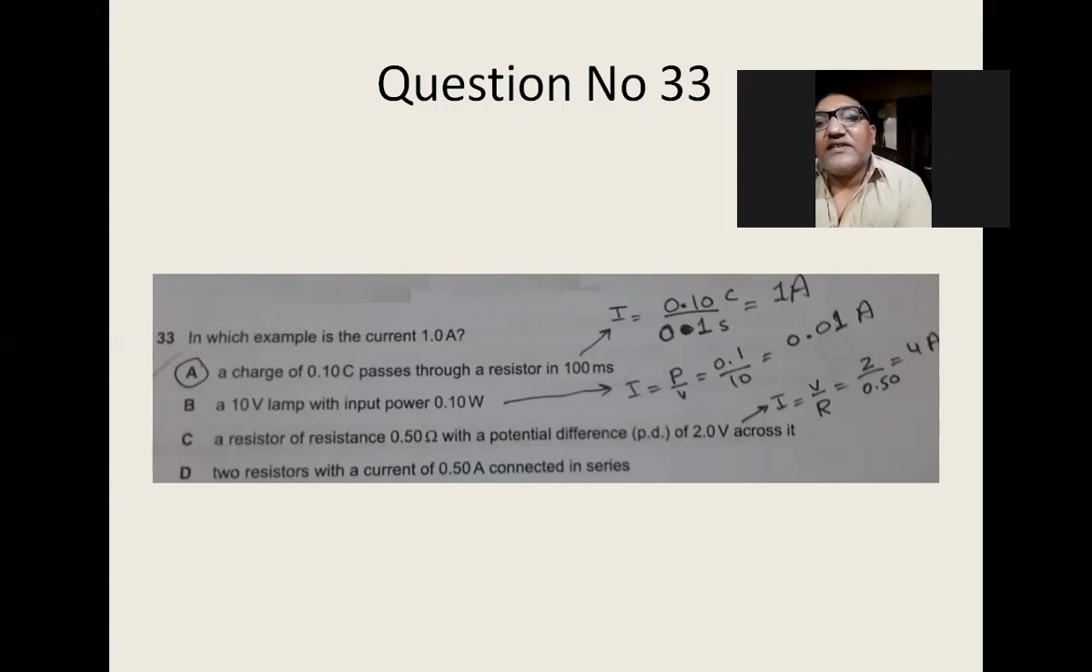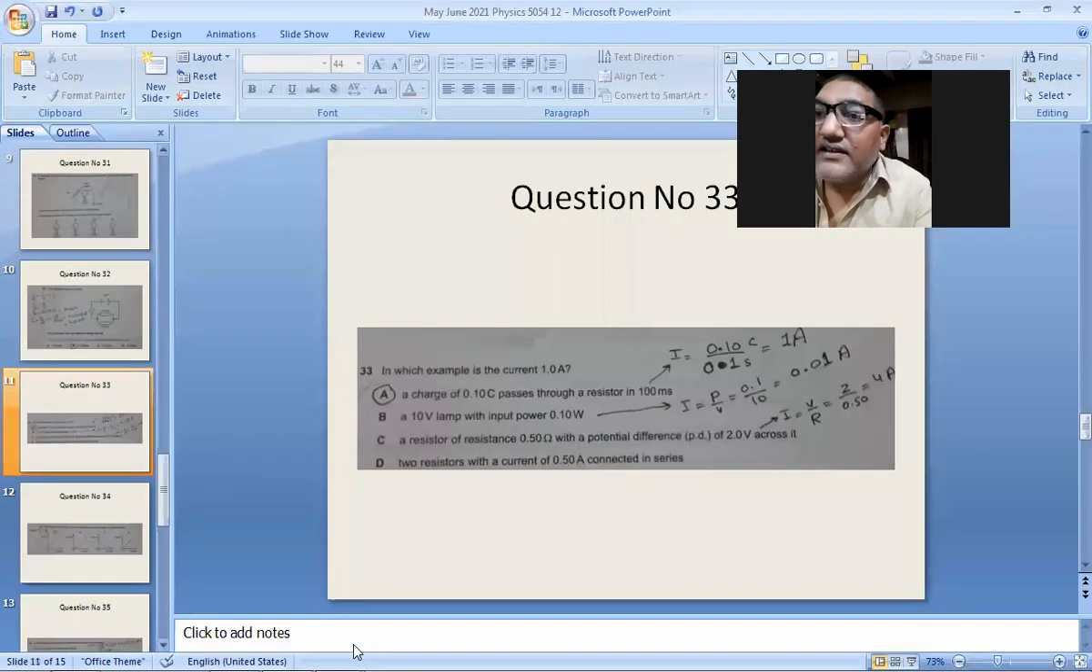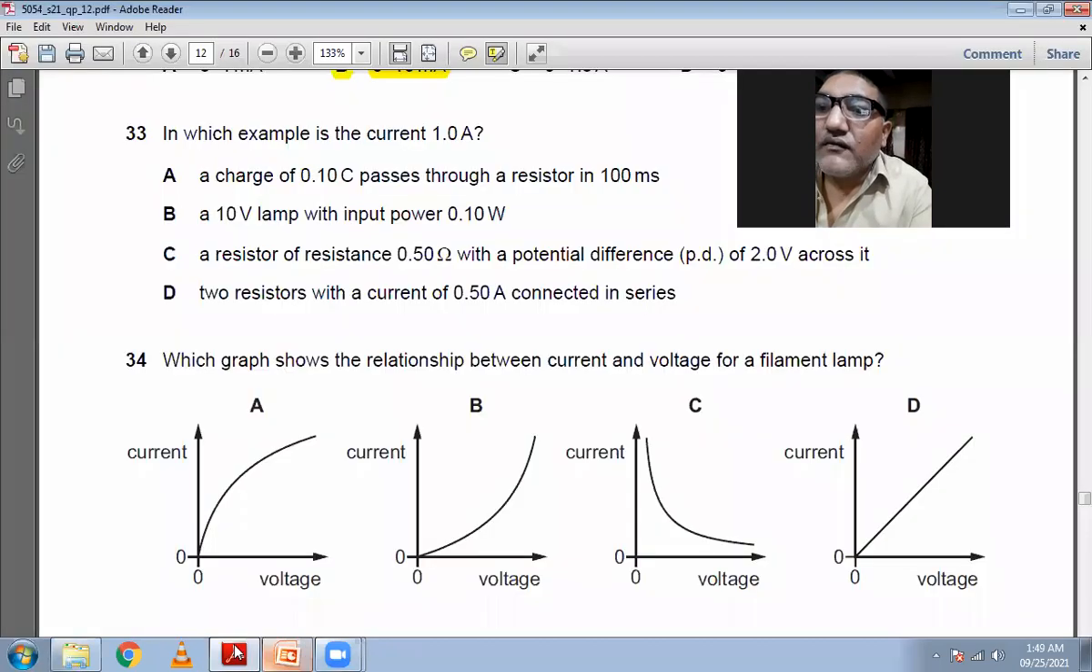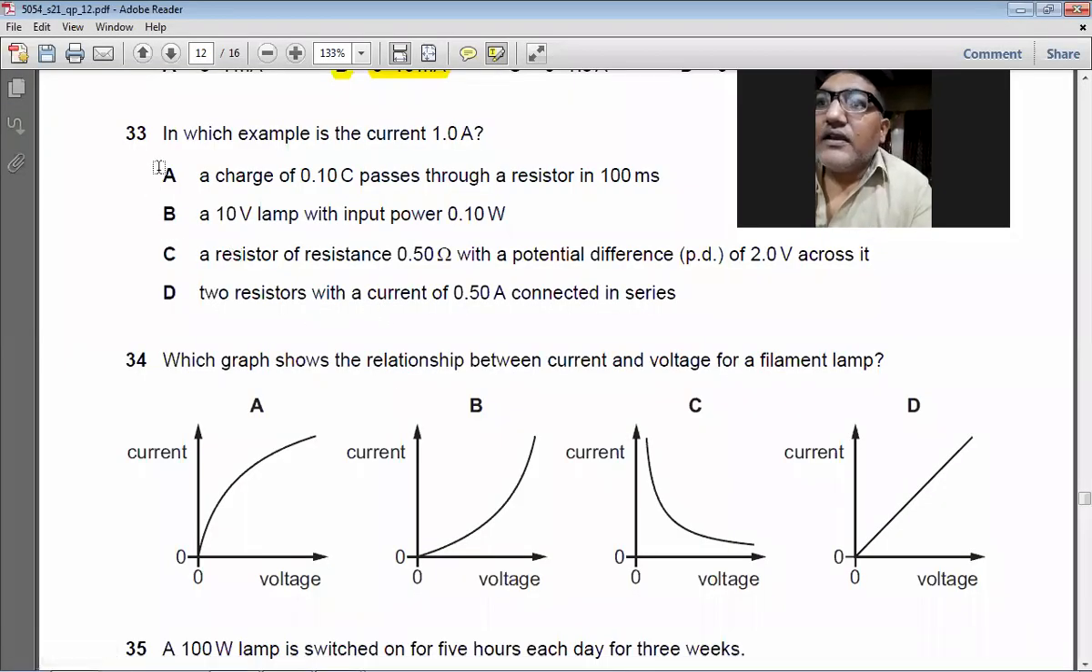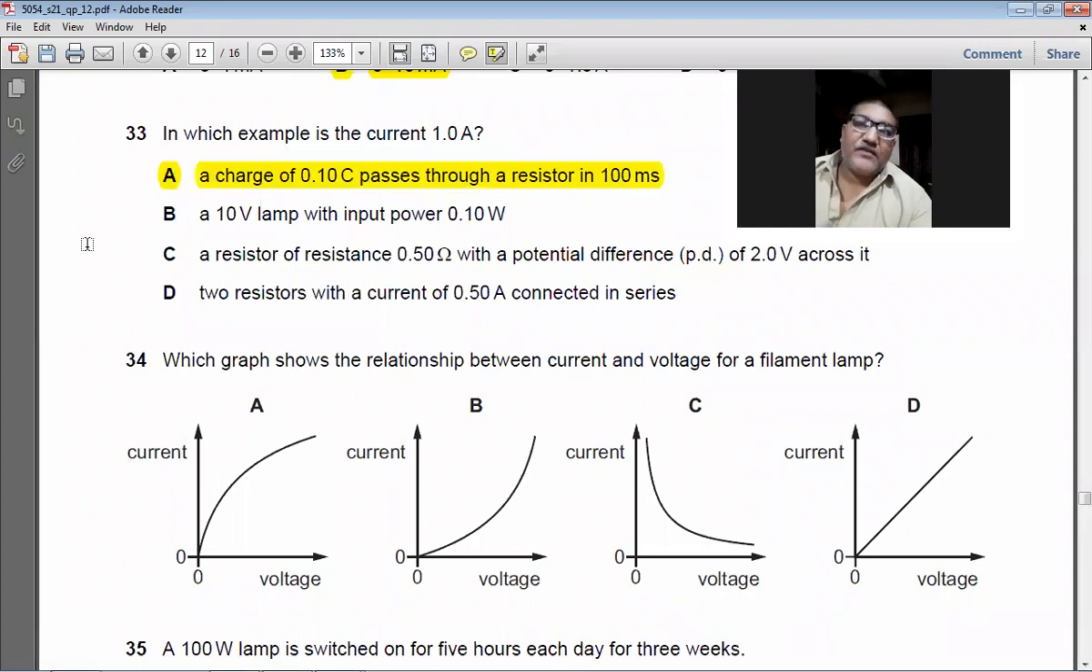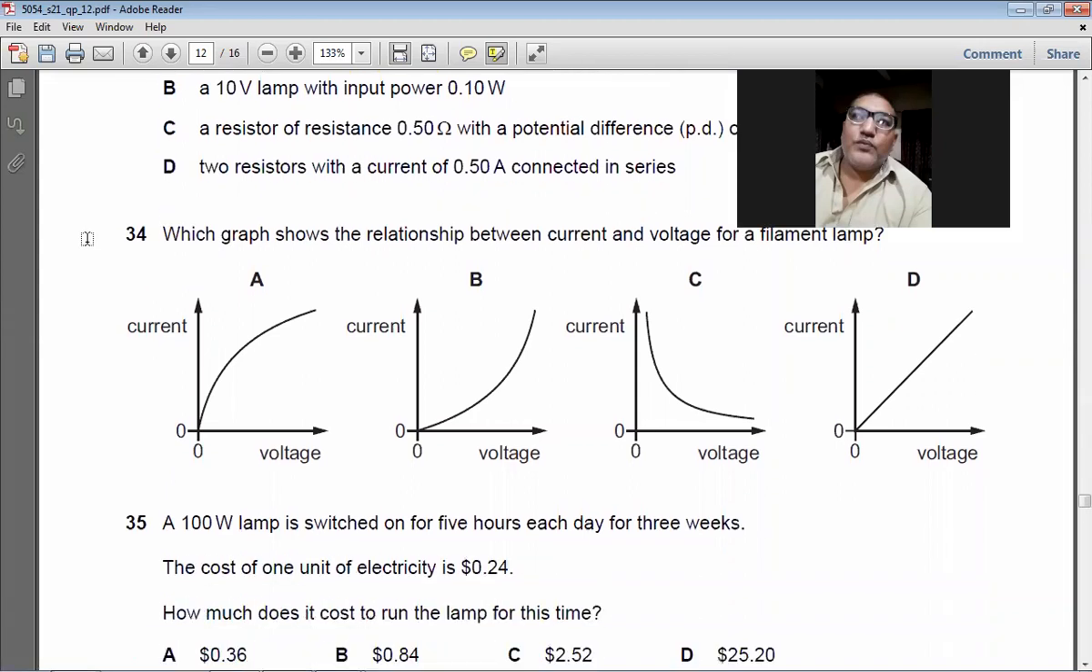A resistor of resistance 0.50 ohm with the potential difference of 2 volt across it. You know, V equals IR, so I equals V by R. So 2 divided by 0.5, that is 4 ampere. So C cannot be the answer. D, I already told you, it cannot be the answer. So A is the right option. Question number 33, A is the right option, sir. Question number 32, A is the right option. I hope you have understood how we have done this.